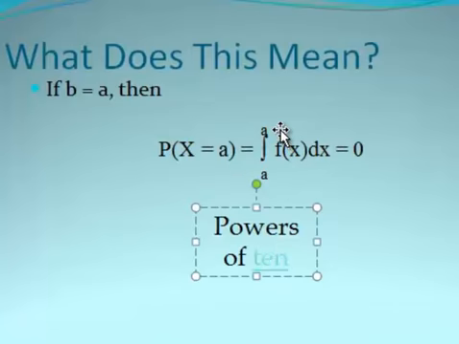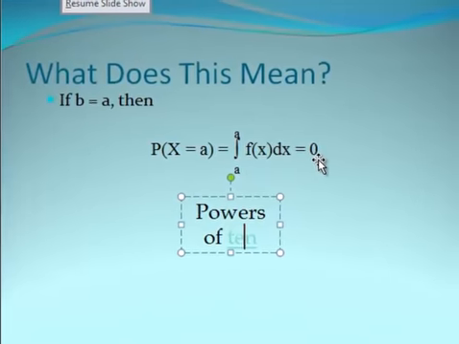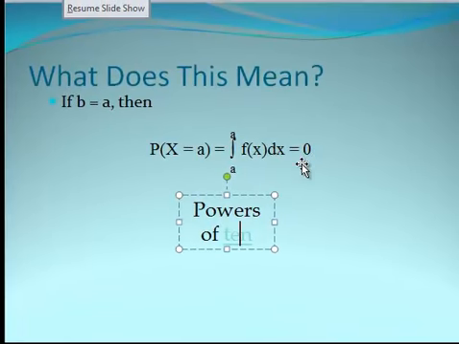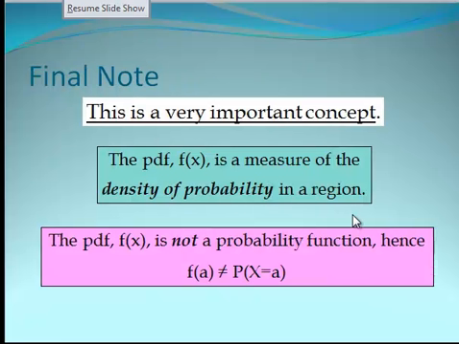Between A and A, there's no area there. There's nothing there. We can never get exactly onto a particular space. So this is actually a very important concept: the probability density function, this f of x, is a measure of the density of probability in a region, but it is not a probability function. So look, this is a density function. This is a probability. Be sure not to confuse the two of them.